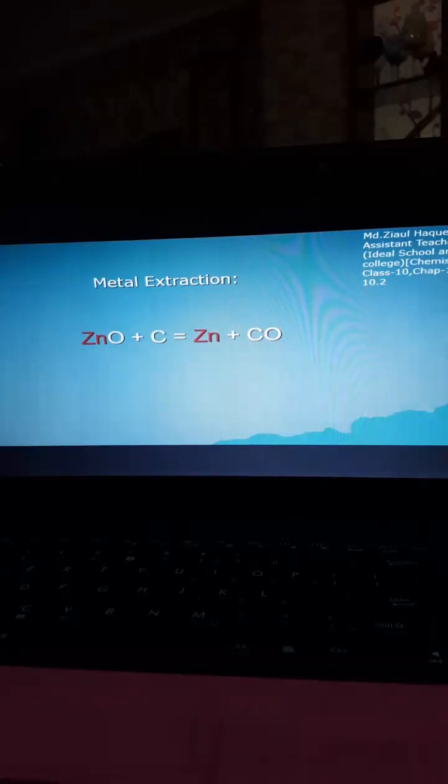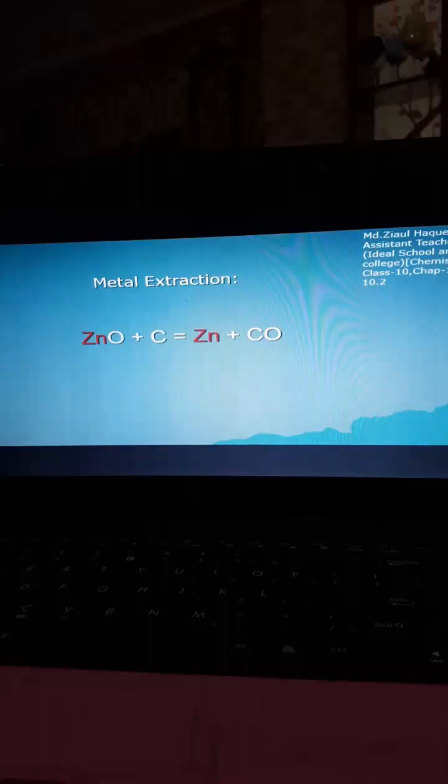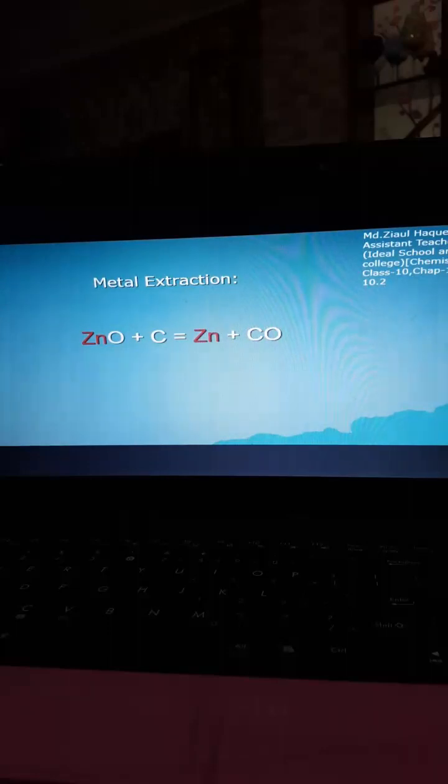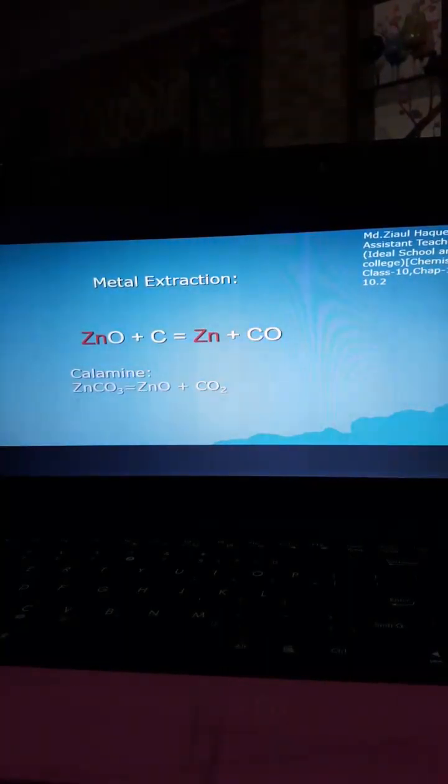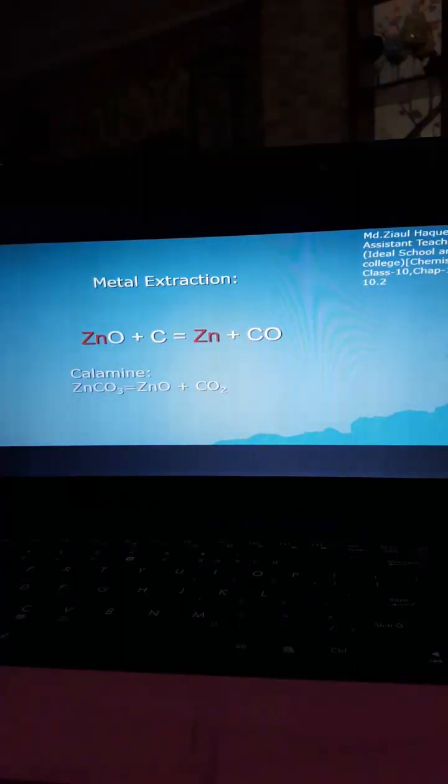But you have to think: from where are you getting zinc oxide? What is the source? My dear, calamine. Calamine is the source of zinc oxide. Calamine is the ore of zinc. What is the formula of calamine? My dear, zinc carbonate. When you apply heat to zinc carbonate, you will get zinc oxide and carbon dioxide.